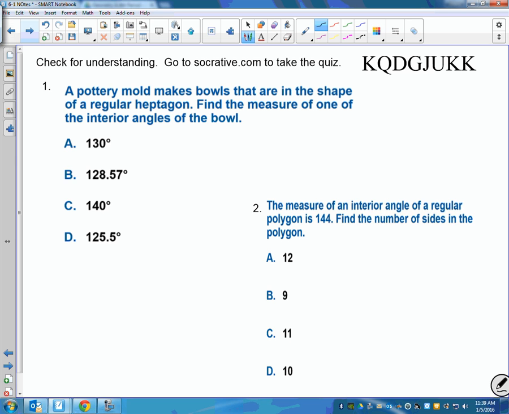All right. Back to your Chromebooks. Let's see how we did before we learn the last thing. Go to Socrative.com. I think I have to go start the quiz though. I think you just have to join the quiz.